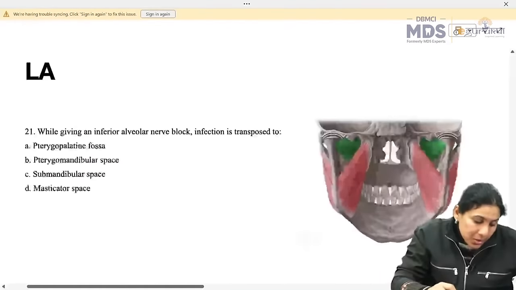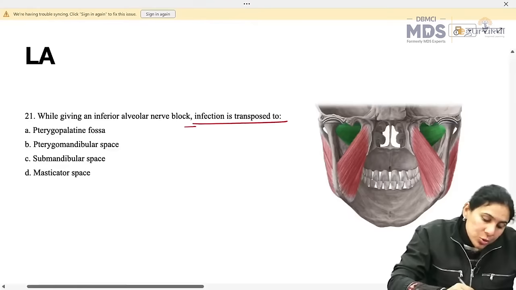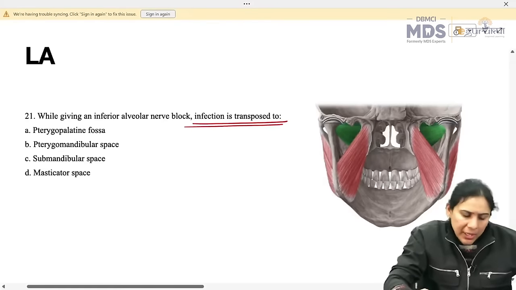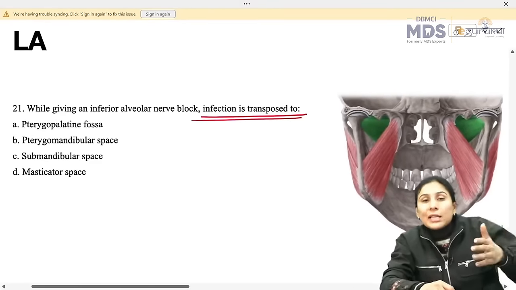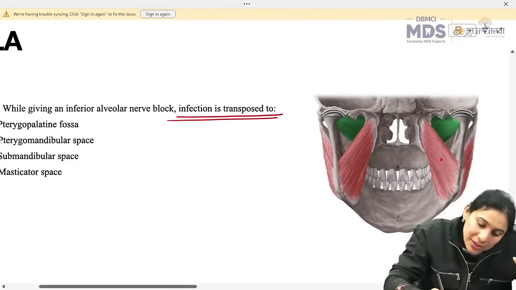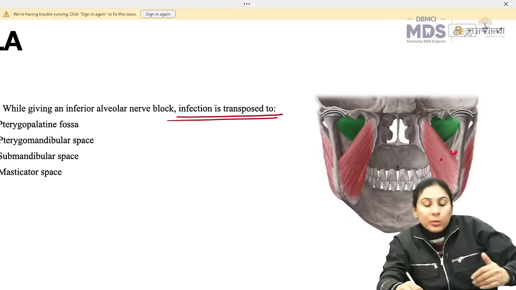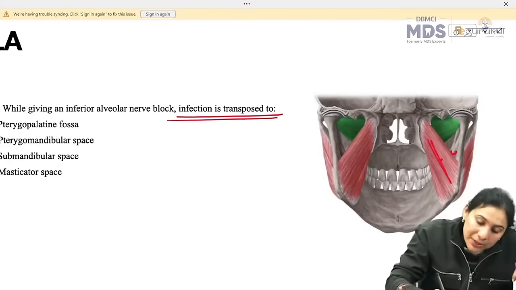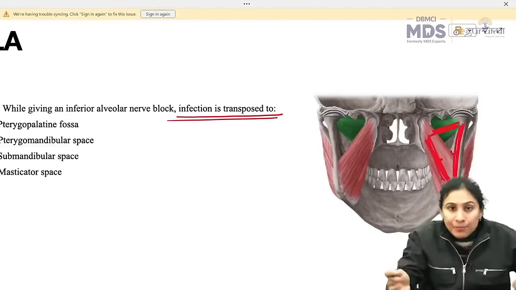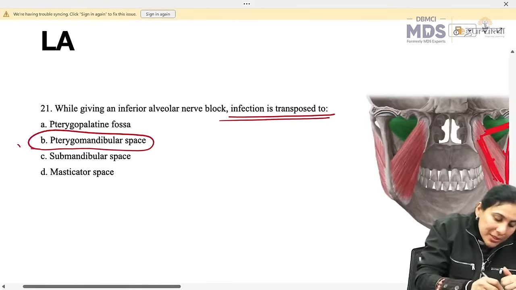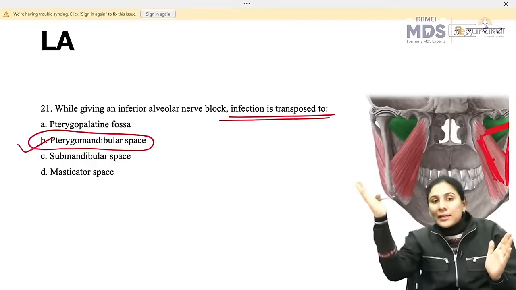Coming to LA. While giving your inferior alveolar nerve block, which infection can be transposed to which of these spaces? Very simple question again. We have done it multiple times. Inferior alveolar nerve block is given through the medial pterygoid muscle. This is the medial pterygoid muscle. This is the lingula of mandible. So you pierce the medial pterygoid, you reach the lingula of mandible. So the space which is there between the medial pterygoid, lateral pterygoid superiorly, and the mandible laterally, is the pterygomandibular space. Pterygo because bounded by the medial and the lateral pterygoids, and laterally by the mandible.